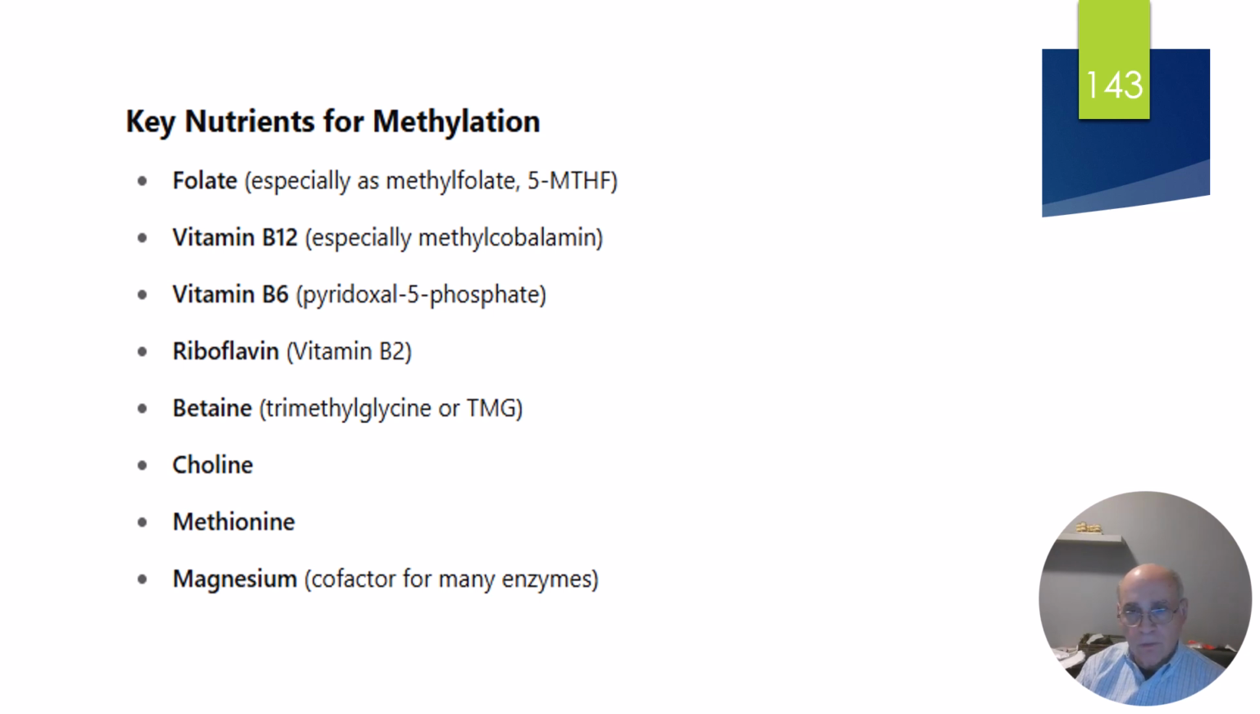So we're going to look at those nutrients that are key for methylation. Folate, especially in the form of methylfolate or 5-MTHF, vitamin B12, especially in methylcobalamin, B6, riboflavin, betaine or TMG, choline, which is a precursor actually to acetylcholine, methionine, which is a byproduct of homocysteine metabolism. This is where the body wants to go. It wants to take homocysteine and through a process of several methylations get to methionine, which can be utilized in the body, and magnesium, which once again is a cofactor for dozens upon dozens of enzymes in the body.